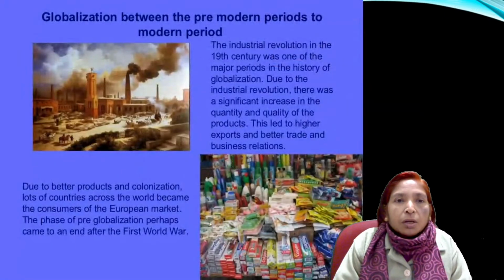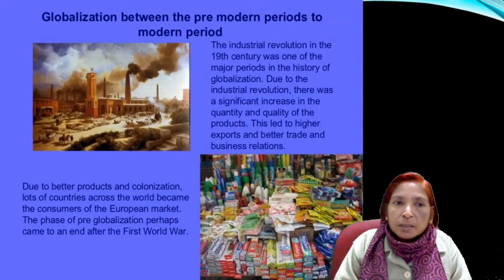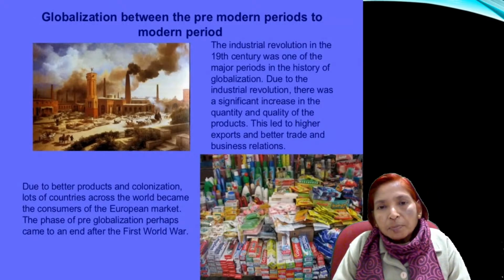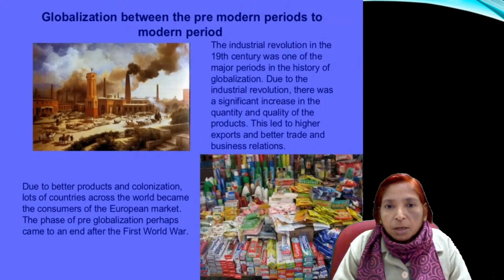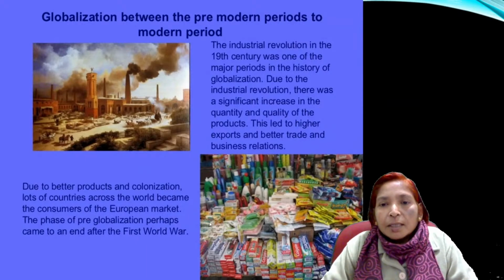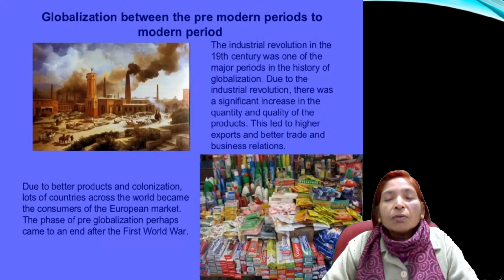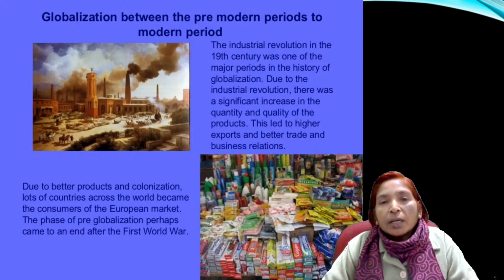Next is globalization between the pre-modern period and the modern period. The Industrial Revolution in the 19th century was one of the major periods in the history of globalization. Due to the Industrial Revolution, there was a significant increase in the quantity and quality of the products. This led to higher exports and better trade and business relations. And we know that the Industrial Revolution first happened in which country? In England or Britain.